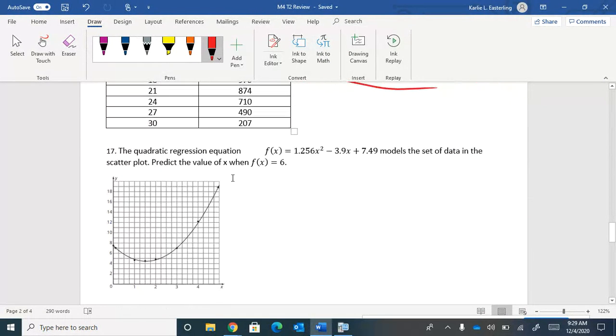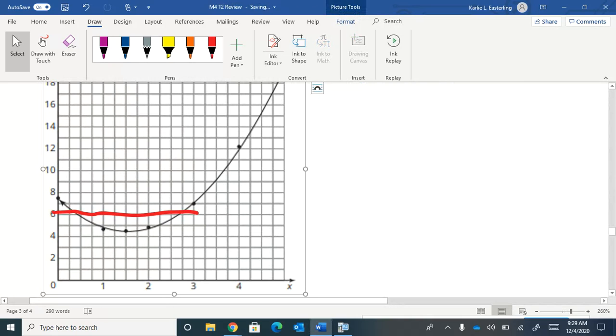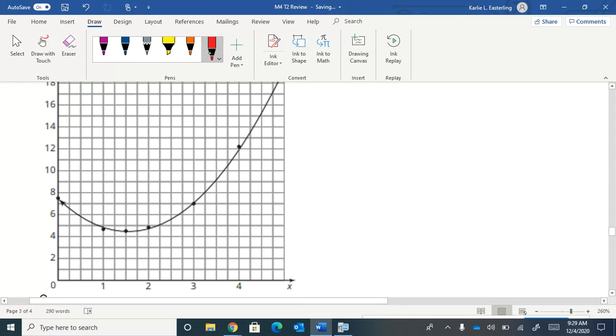Whenever you come down here to 17, it's asking for this quadratic regression equation modeled down here on this scatter plot and the predicted value for when f of x equals 6. So whenever we're talking about f of x equals 6, what that means is y equals 6. So we want to go to where our y value is 6 on this graph. And I'm going to zoom in really well so we can see exactly what values we're at. I'm probably actually going to go and uncircle them.